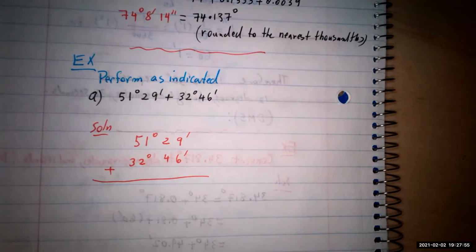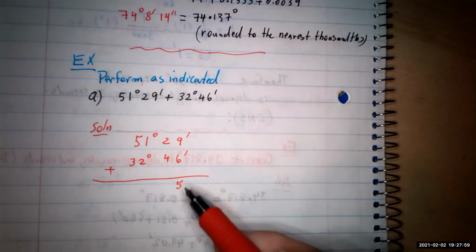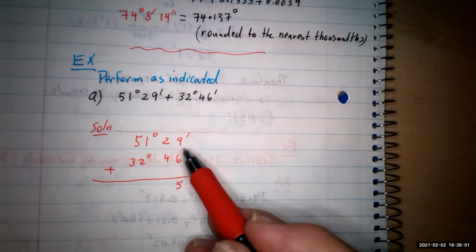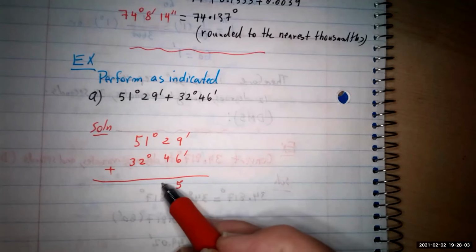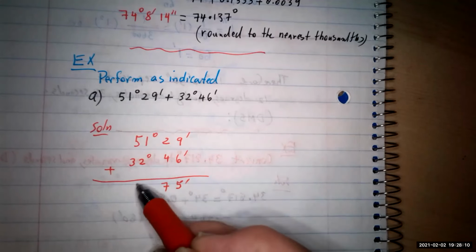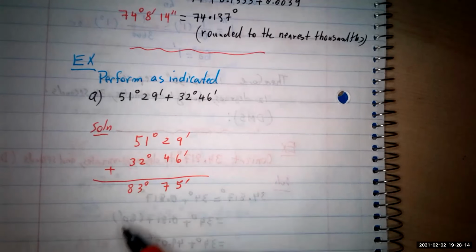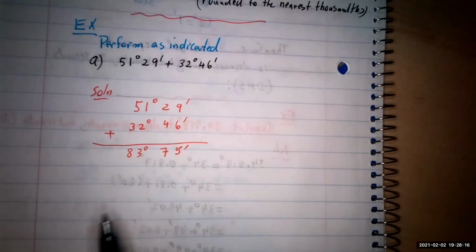We do the same place value, as usual. 9 and 6 would be 15. You carry 1, so that gives you 6, 7. So it's going to be 75 minutes. And over here, 1 and 2 and 5 would be 8, and we get 83 degrees. So the conclusion is 83 degrees, 75 minutes.